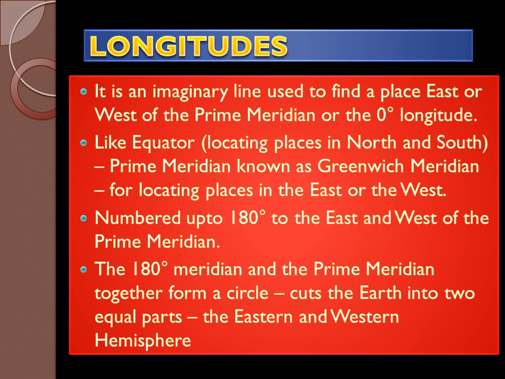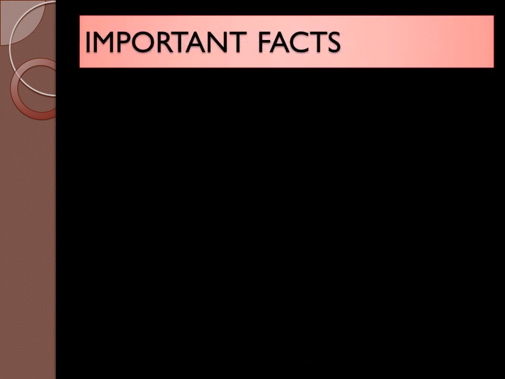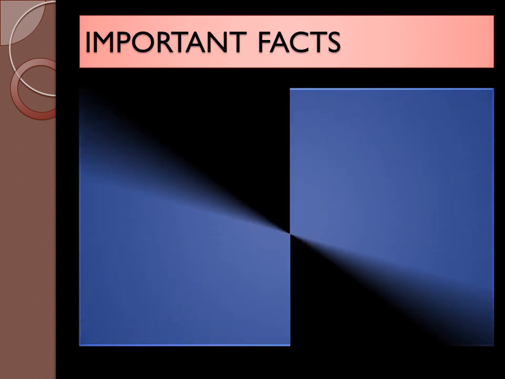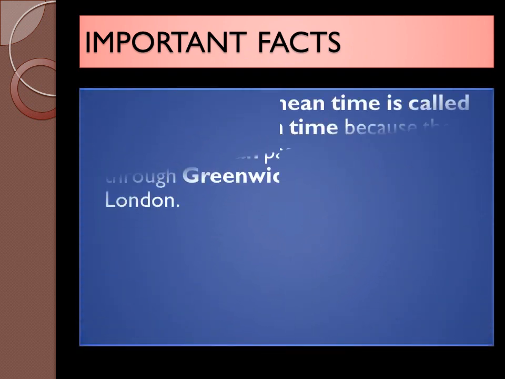Now the 180° meridian and prime meridian together form a circle, and it cuts the earth into two equal parts. One is the eastern hemisphere and the other is the western hemisphere. Now we will discuss some of the important facts of the longitudes.